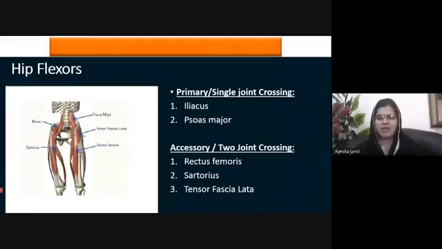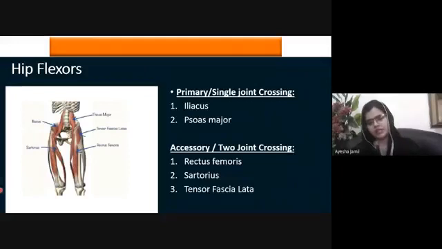Iliopsoas is attached to the vertebrae and the iliac bone or hip bone, and is attached on the upper end of the femur. So it crosses the hip area and does not cross the knee joint.